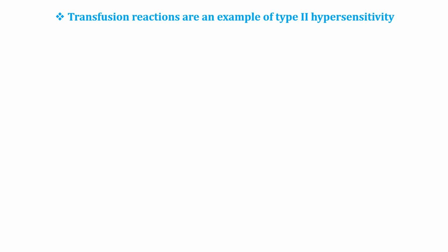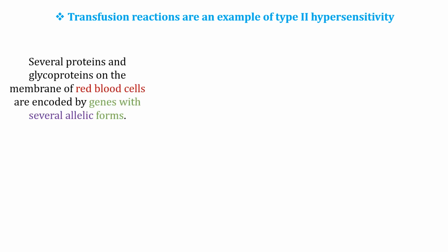Now the second, that is anaphylaxis. This is an example of a severe complication. Anaphylaxis is a severe allergic reaction that can even cause death. Now we will understand transfusion reactions in depth.